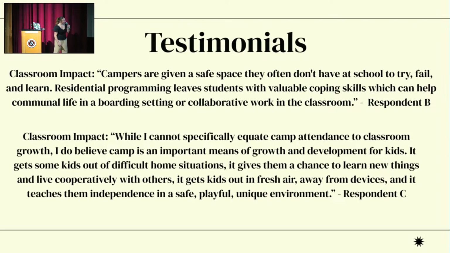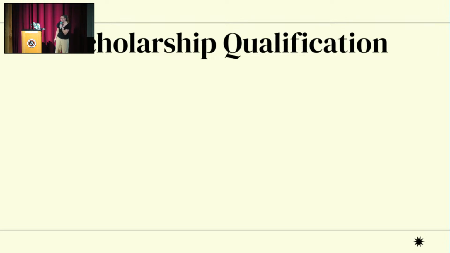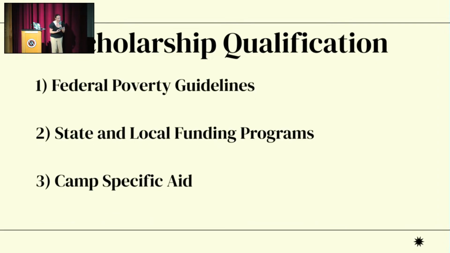So with that, speaking with summer camp directors, they can tell you that it's a business and they do need to maintain some funds somehow. So I found in my research that there's really nobody looking at this problem of making camp accessible for everybody. I wanted to figure out what exactly makes a child qualify for scholarship, and to see where the gaps in that research are and what kids fall through the cracks. So I created 3 main groups. First are federal poverty guidelines, the second are state and local funding programs, and third are camp-specific aids.